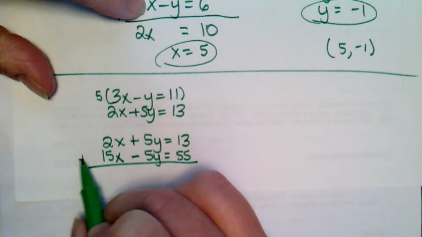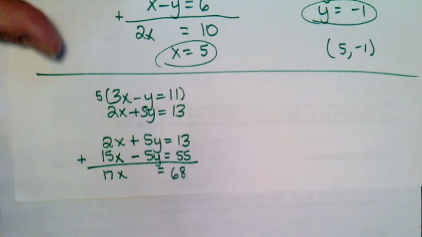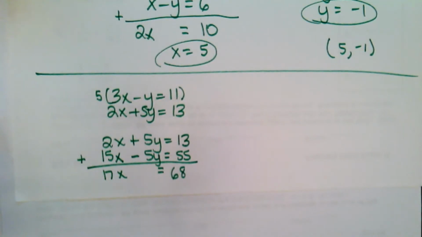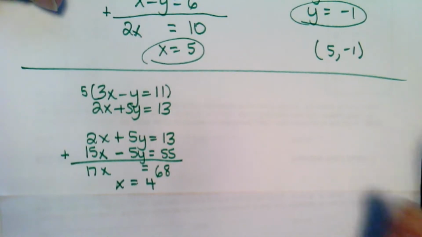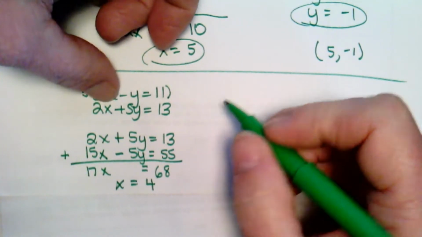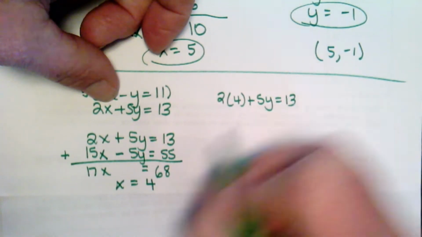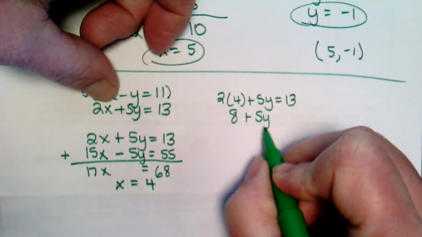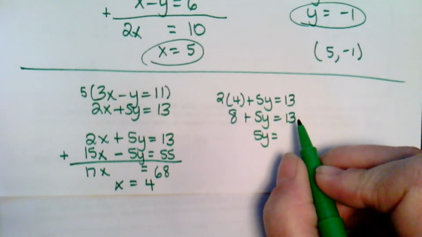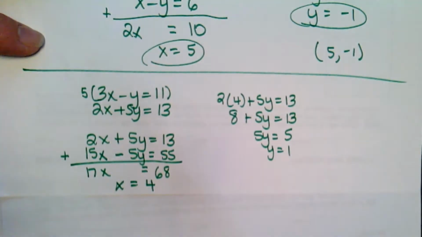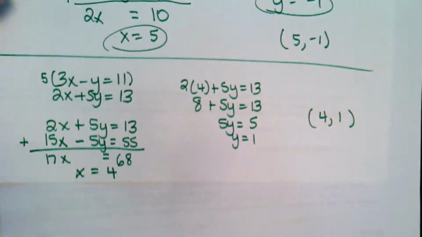Now when I do the addition, my y's are gone. And this comes out to 4. And then I'll go back to one of the original equations and plug my 4 in. And I get 1. So my answer to this system of equations is 4 and 1.